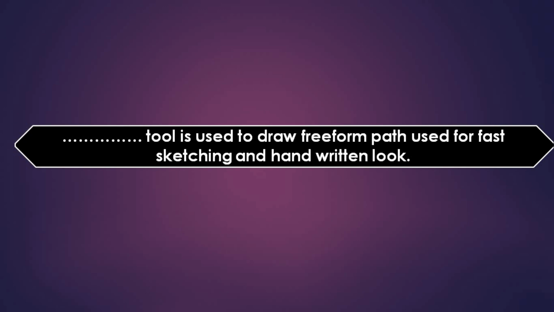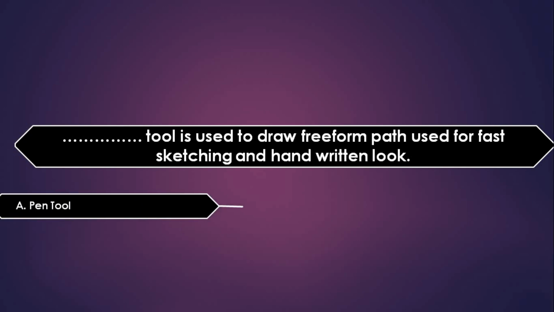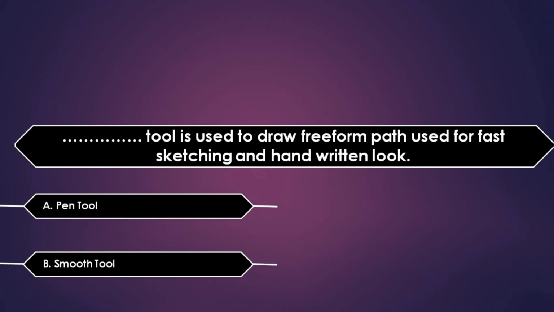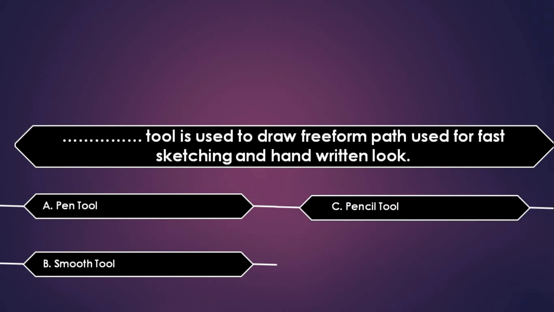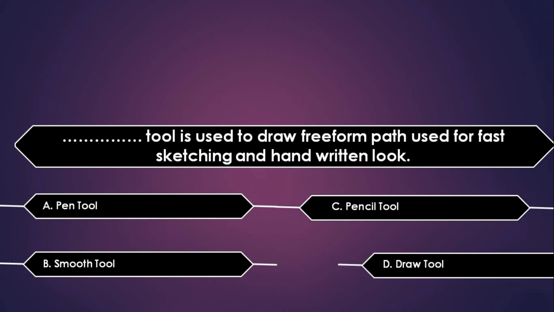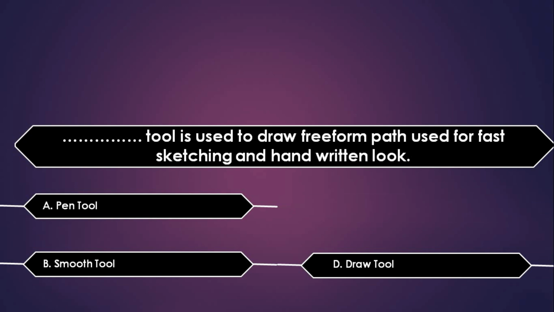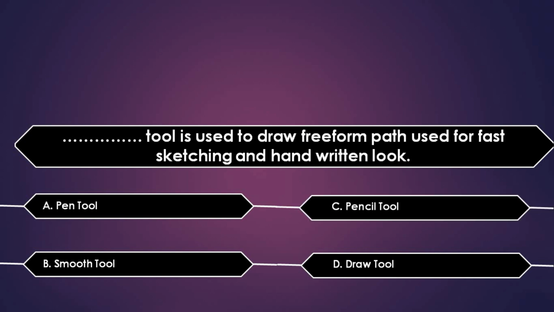Dash tool is used to draw free-form path used for fast sketching and handwritten look. A. Pen tool, B. Smooth tool, C. Pencil tool, D. Draw tool. The right answer is pencil tool. Pencil tool is used to draw free-form path and used for fast sketching and handwritten look.